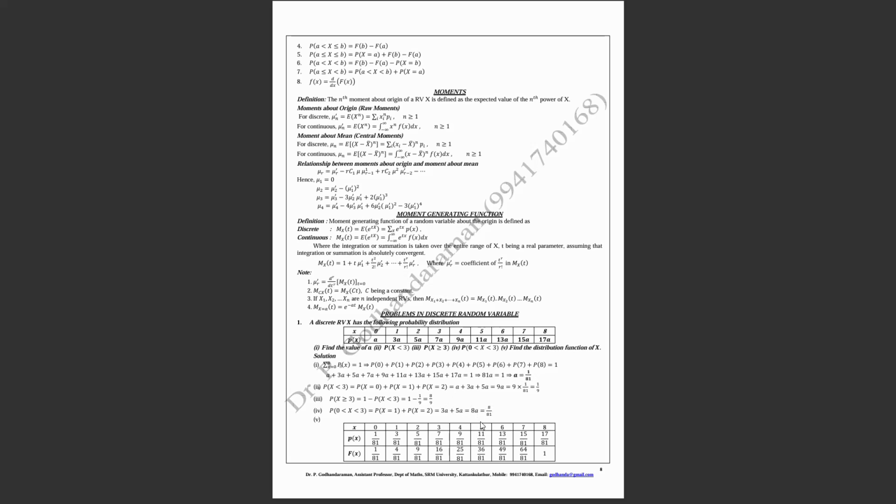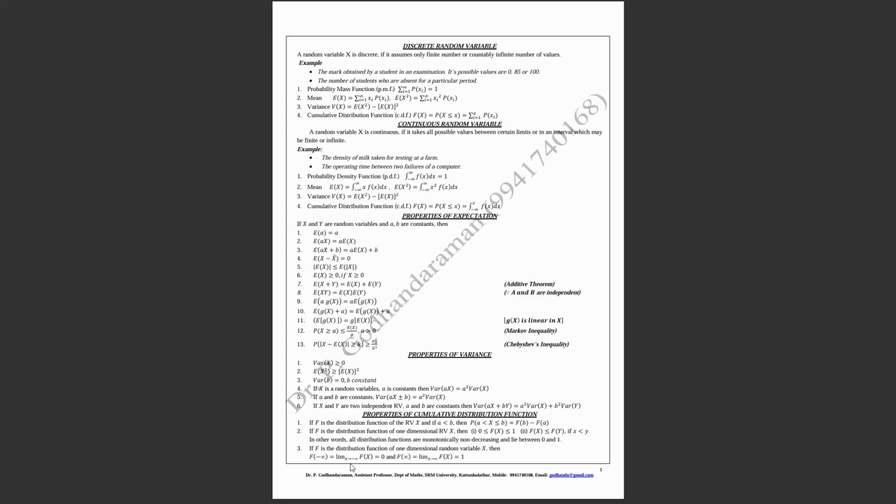So 8 by 81 is the answer of this fourth solution. And the fifth question is find the distributive function of x. So the distributive function is nothing but, we already have the formula for the discrete random variable distributive function: P(X ≤ x), which is equal to sigma i equal to 1 to x of p of x.